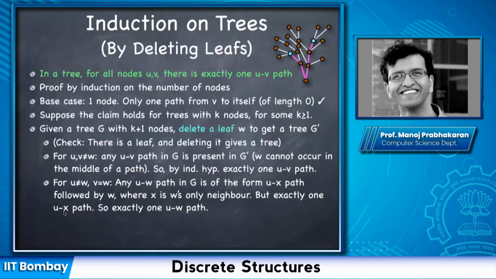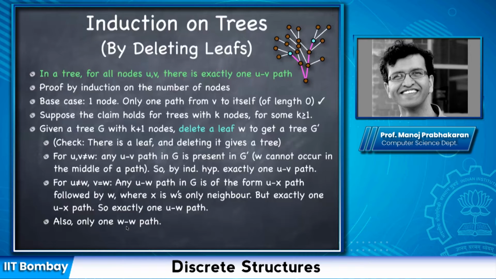So that's the case when one of the nodes, say in this case V equals W. The same argument holds for when U equals W and V not equal to W. The only remaining case is when U and V are both W, in which case there is a trivial path of length 0, and W-W paths, there can be only one by definition of a path. You cannot have a longer path from W to W. It won't be a path. It will be a cycle.